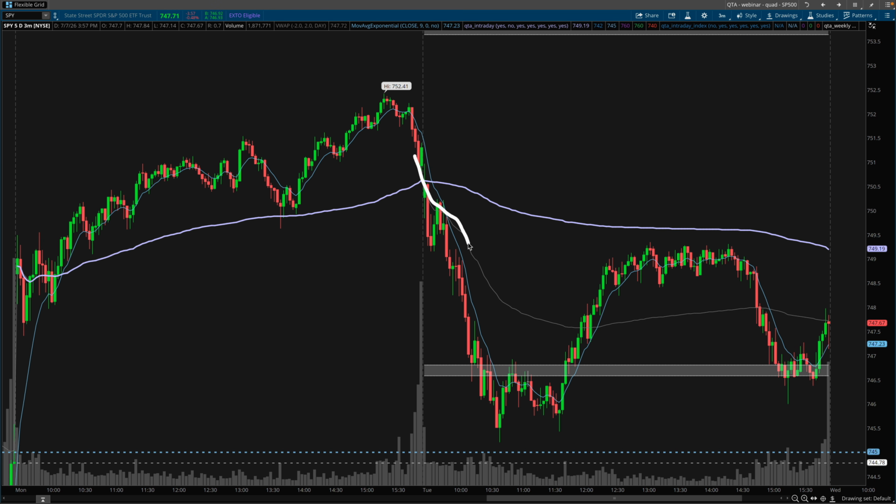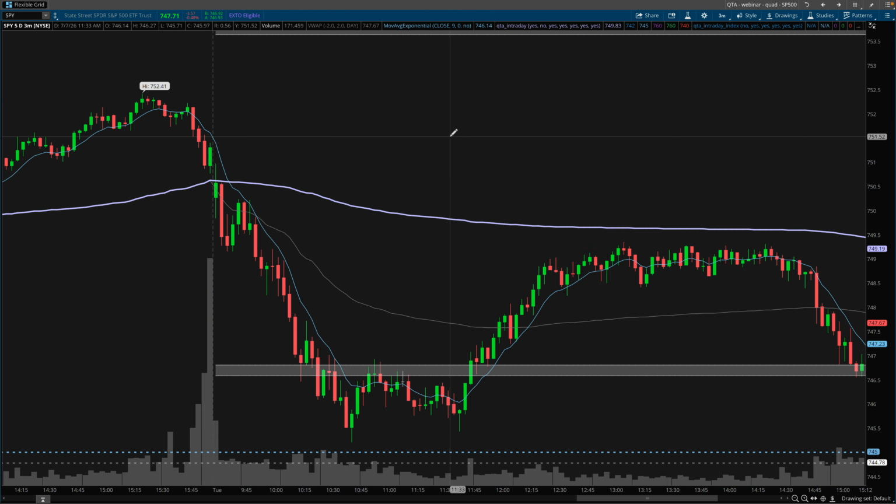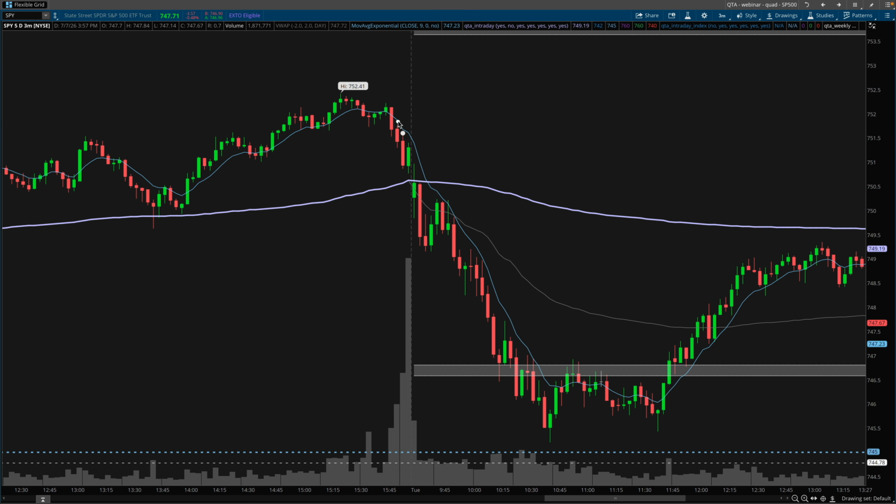The VWAP is this gray level here, and this is the 9 EMA. Now when the market gaps down, we want to wait for when the 9 EMA crosses over VWAP to the downside, and this will often present a trade opportunity. You will often see a technical pattern that forms in that area. If you are a momentum based trader, you look for this setup and you trade it in the direction of the momentum. So in this case here, it would be to the downside.